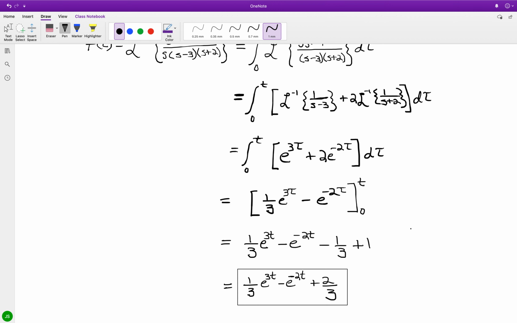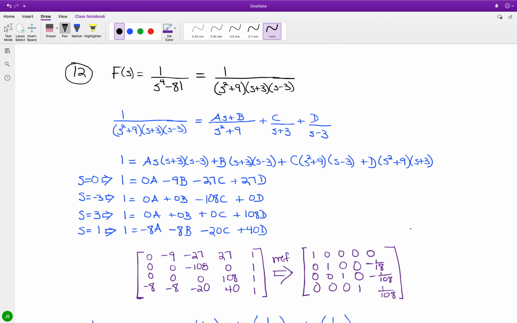All right, for the last problem, we have F of s equal to 1 over s to the 4th minus 81, if I factor completely. Now we're going to have a sum of squares and a difference of squares, whereupon the difference of squares can be factored out to linear terms. So for the ratio, I have 1 all over the quantity s squared plus 9 times the quantity s plus 3 times that of s minus 3.